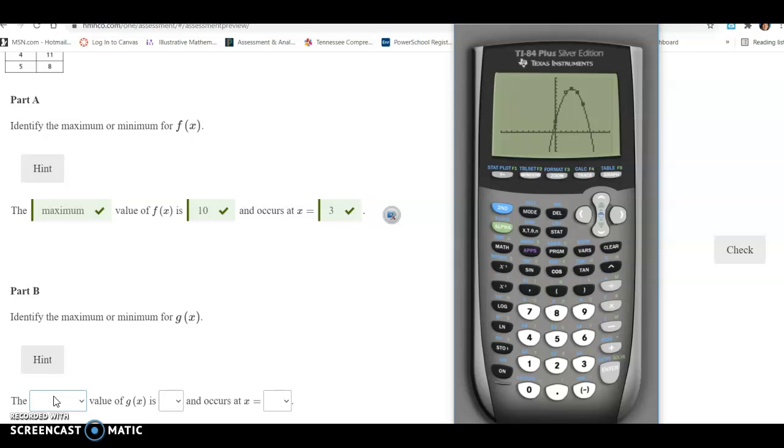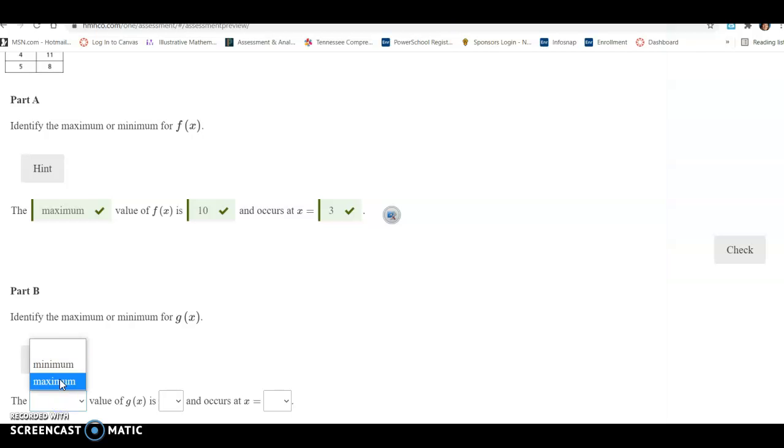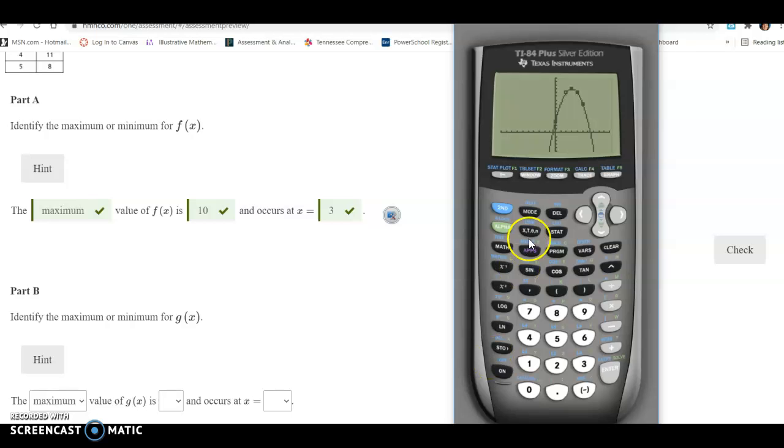And these are g of x. So it says the maximum value of g of x. And then the next two, if we go to zoom or trace, we can see that the maximum is 3 and 12. So g of x, that's our y value, so this would be 12, and this would be 3.